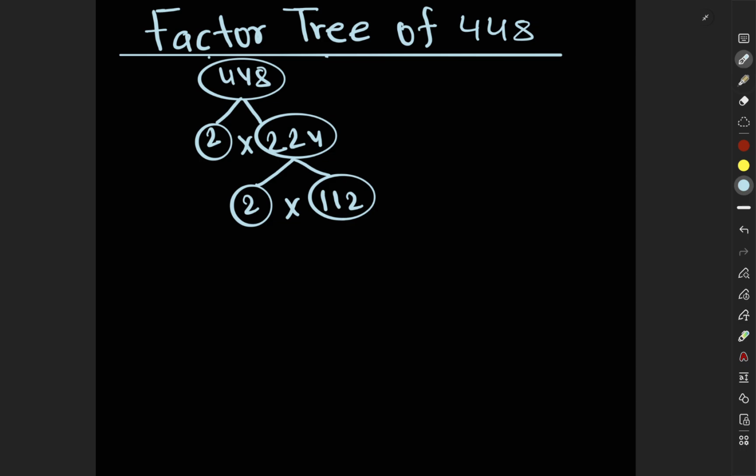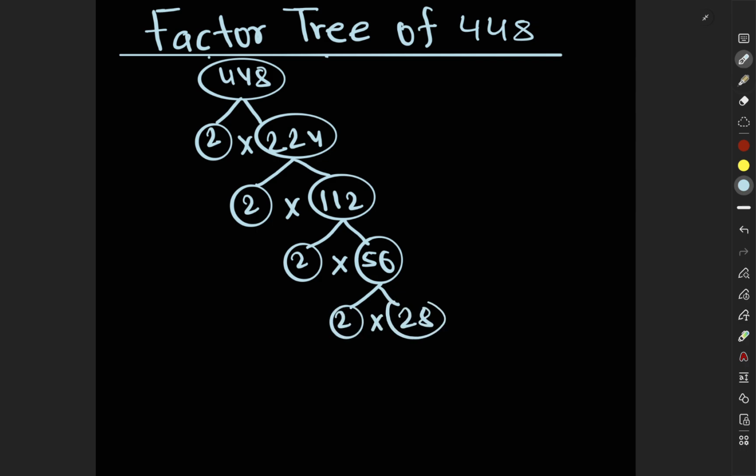Now 112 can be written as 2 times 56. 2 times 56 means 112. 56 can be written as 2 times 28. 2 times 28 means 56. 28 can be written as 2 times 14.